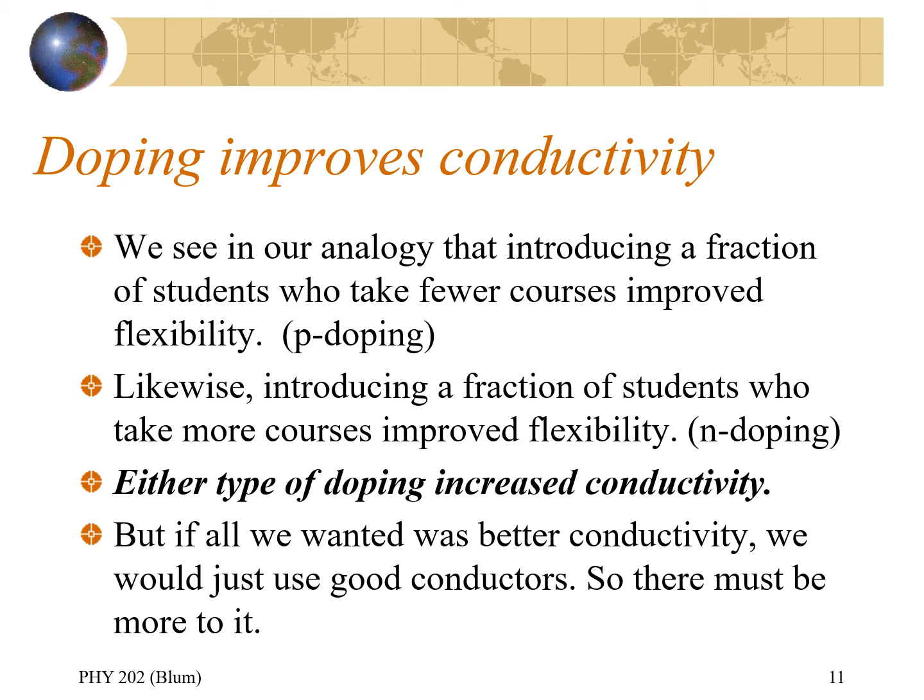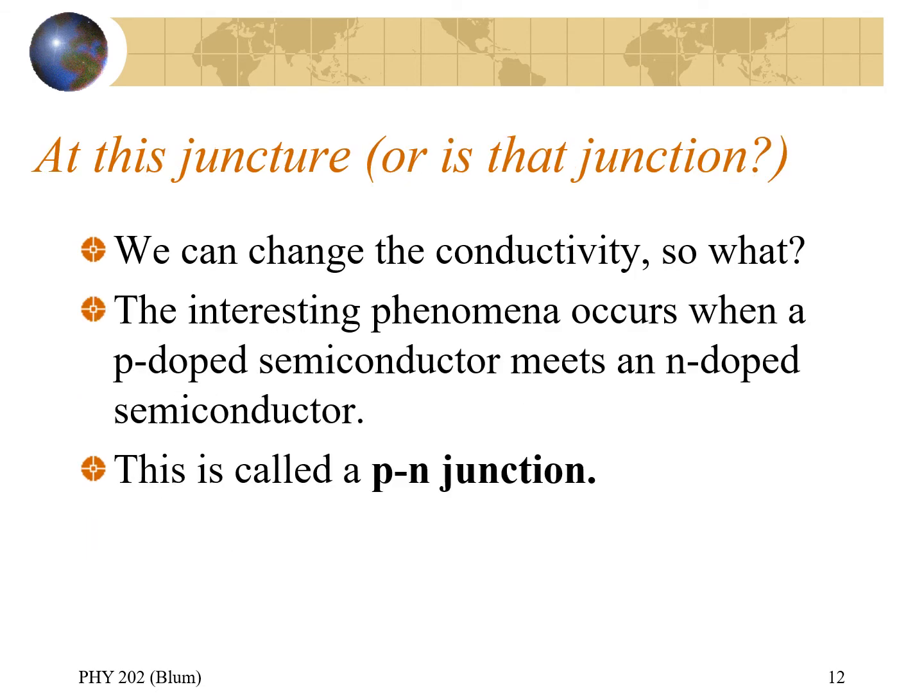But there's got to be more to it than that, because if all we wanted was a better conductivity, then we would just start with something that was a good conductor to start off with. So there must be more to it. So we can change the conductivity a bit. So what? The interesting stuff happens when we bring a p-doped semiconductor and join it with an n-doped semiconductor. This is known as a p-n junction.